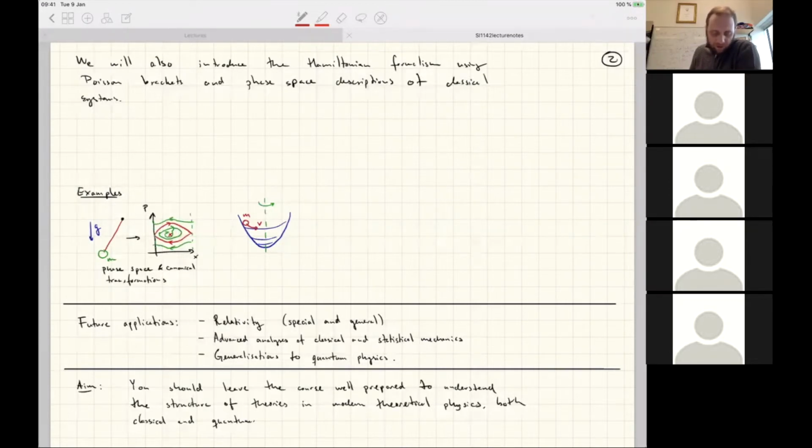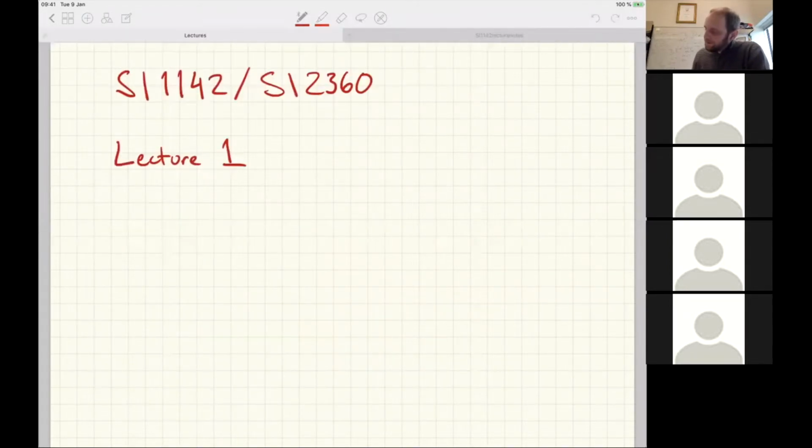The future applications of this include things like relativity, both the special theory and the general theory. And you can also make advanced analysis of classical and statistical mechanics. And there are some generalizations to quantum physics. And in the second part of the second course, so of the master level course, Edwin will talk about the relation between the Hamiltonian formalism and quantum mechanics. And the aim of this course is, in essence, that you should be prepared for the higher level studies of theoretical physics. So that being said, let me get into the subject matter.